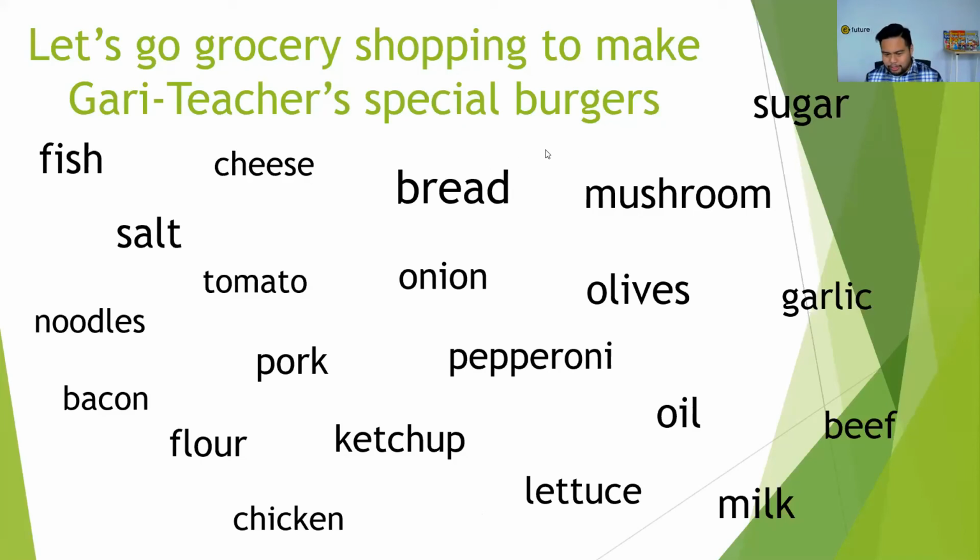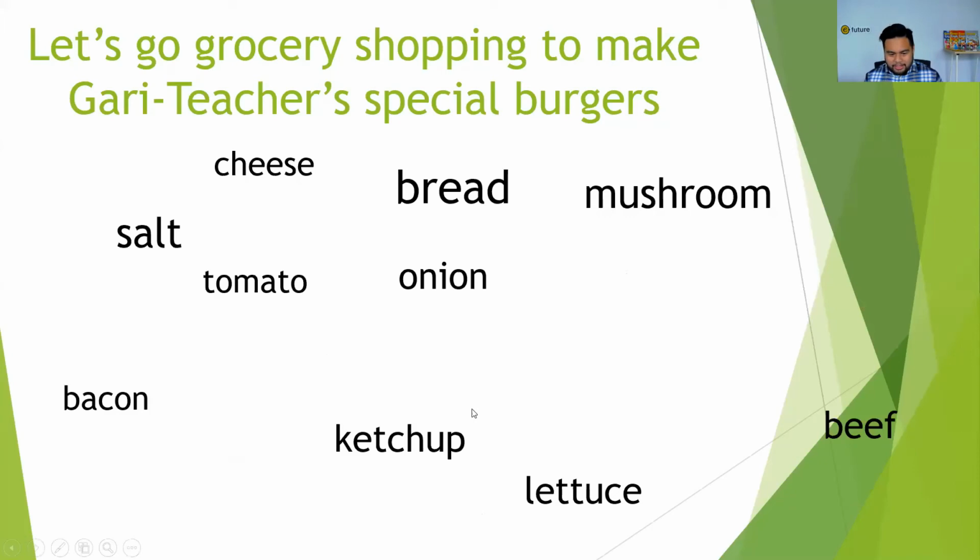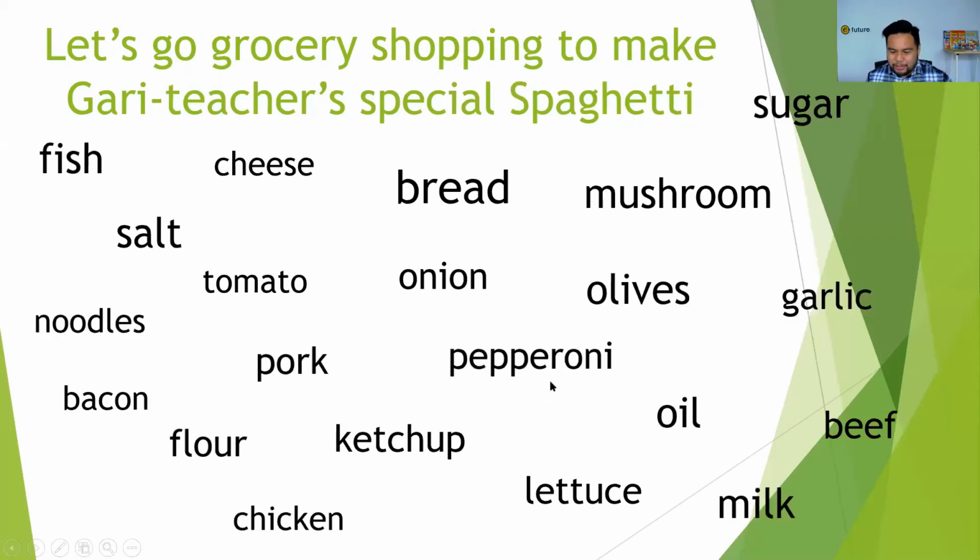So my special burger has salt, cheese, bread, mushroom, onion, tomato, bacon, ketchup, lettuce, and beef. Okay. So it's basically a bacon burger. A little bit of salt. Maybe not as much salt. I put salt just to season the beef. Okay. And then we can go into the spaghetti.